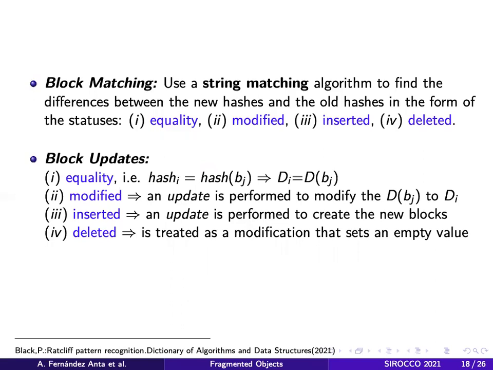In the case of equality, the new hash is equal to the old hash, so no update operation is performed. In the case of modification, an update is performed to modify the old data of the block to the new ones. In the case of insertion, an update is performed to create the new blocks, and then deleted status is treated as a modification that sets an empty value.